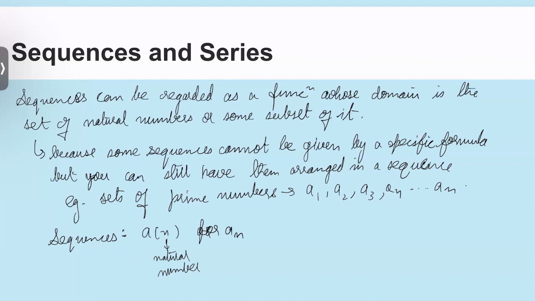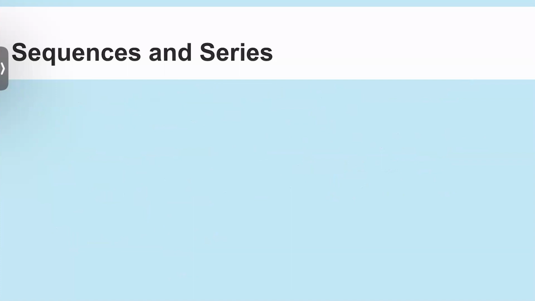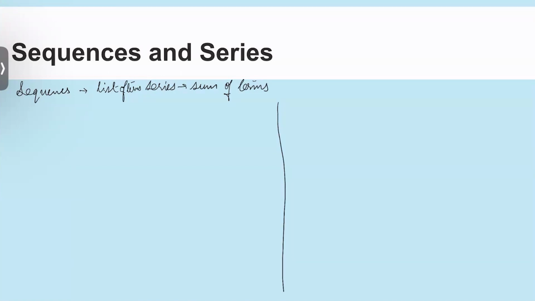Now let's see what the differences are between sequences and series. We have described series as the sum of the terms. So sequences are a list of terms, and series are the sum of terms. Let's try to understand the differences between sequences and series.